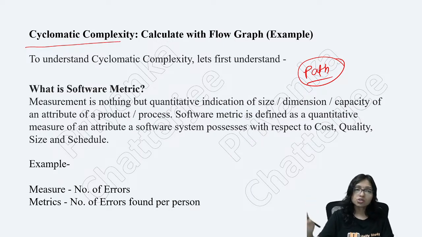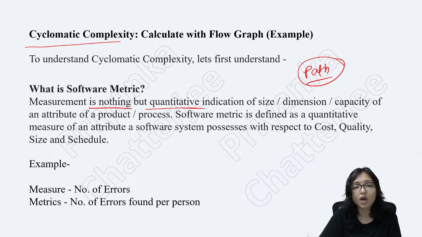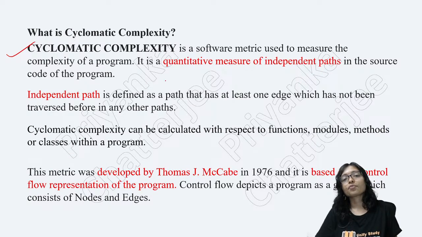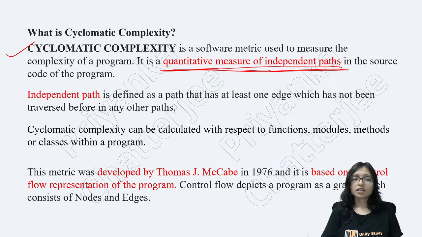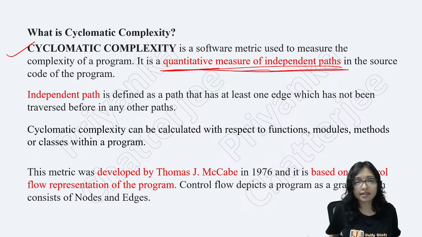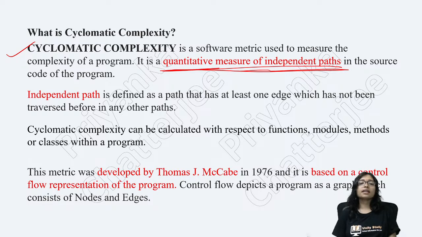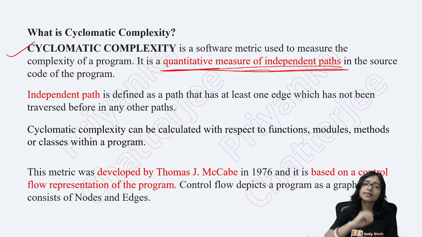Okay. So here the cyclomatic complexity means the measurement is nothing but the quantitative indication of the size, dimension, capacity, attribute, product. Whenever we are going for cyclomatic complexity, it is a quantitative measure of independent paths. We count how many paths are there. How many independent paths are there? That is called your cyclomatic complexity, nothing else.